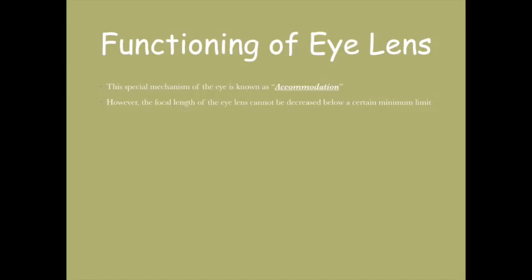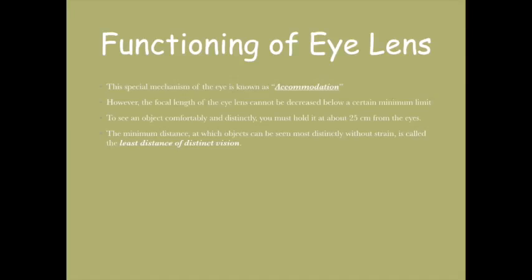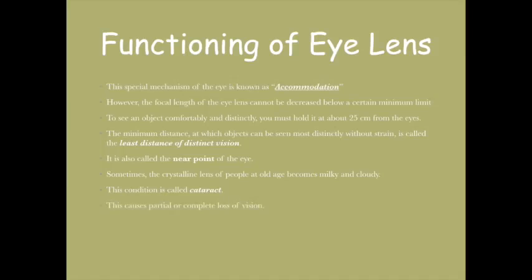So to see an object comfortably and distinctly, you must hold it about 25 centimeters from the eye. The minimum distance at which objects can be seen most distinctly without strain is called the least distance of distinct vision. It is called the near point also. Sometimes the crystalline lens of old people becomes milky and cloudy. This condition is called cataract. This causes partial or complete loss of vision. It's actually possible to restore vision through cataract surgery.